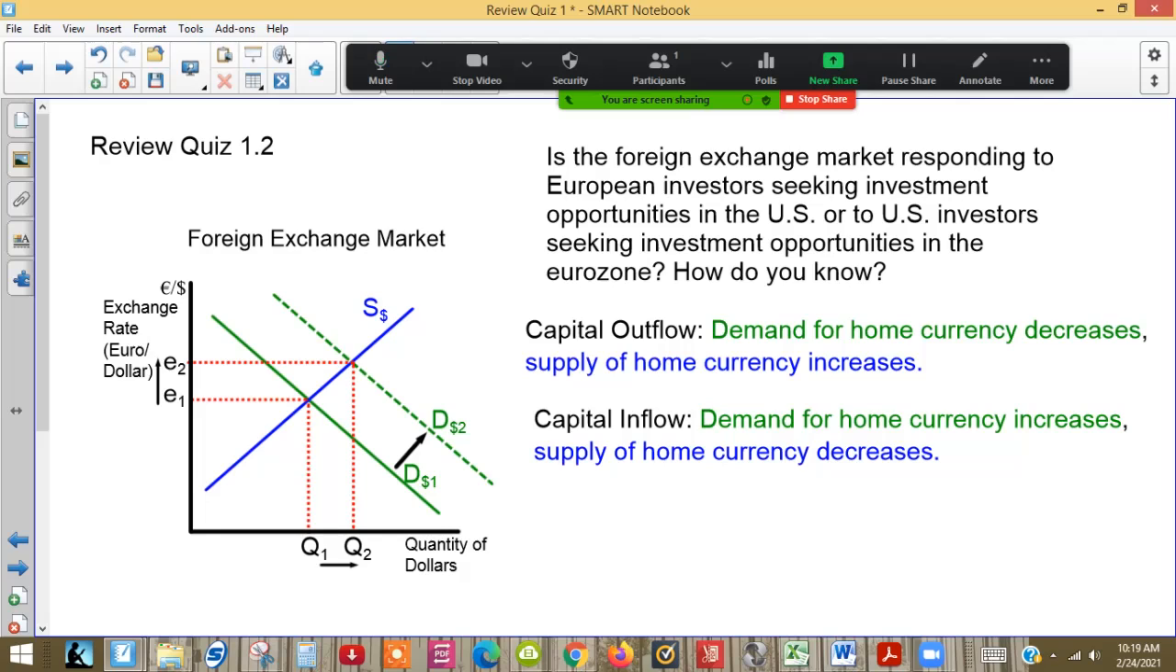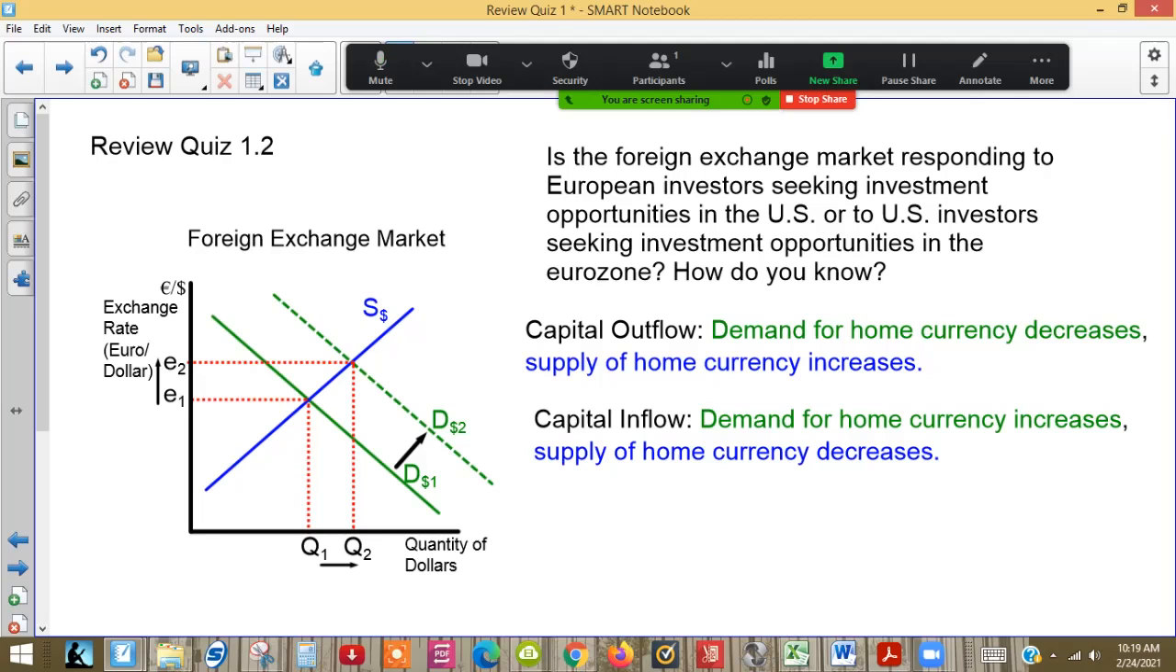So anyway, if we're thinking in terms of the U.S. as the home country, that would be a capital inflow, right? If you have a capital inflow, what that means is foreign money is coming into the U.S., but in order for that to happen, it has to be exchanged for dollars. So you're going to have an increase in the demand for dollars in the foreign exchange market.